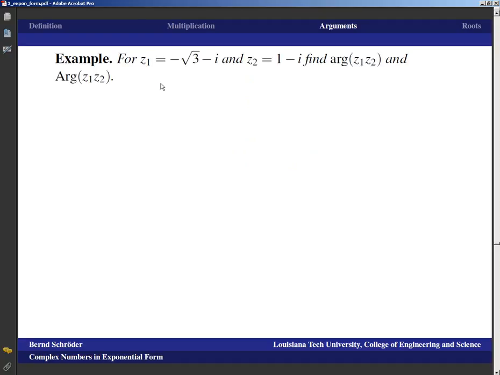For the numbers z1 equals negative root 3 minus i and z2 being 1 minus i, we want to find the argument of z1 z2, lowercase, as well as the principal value of the argument. So let's see, z1 is negative root 3 minus i, so that would be y over x, so that would be tangent inverse of 1 over root 3, which was pi over 6, and this thing is in the fourth quadrant, so it's negative pi over 6.